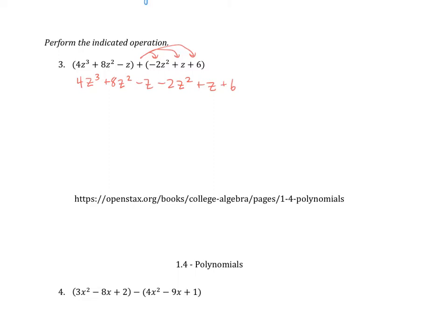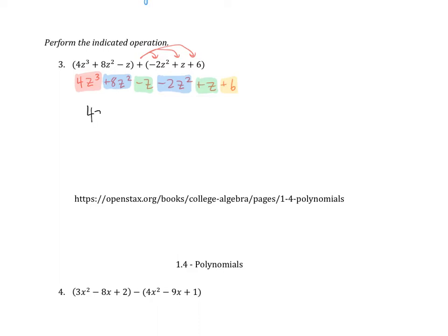First I have the 4z cubed. There's no other z cubed, so that's by itself. Next, I want to look for the z squares. You want to go down in descending order, so you start with the highest exponent, and then you go down in order. Next, I will look for the z to the first, which is just the plain z's. And then the last thing you look for is the constant. So I've now color-coded all of my like terms, and I'm going to rewrite it in descending order.